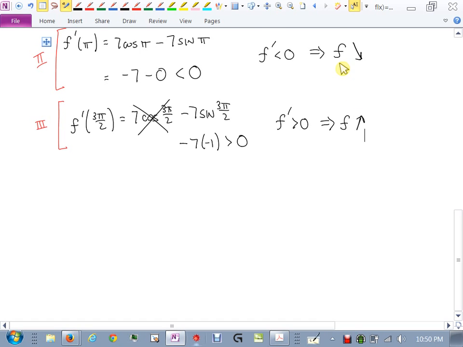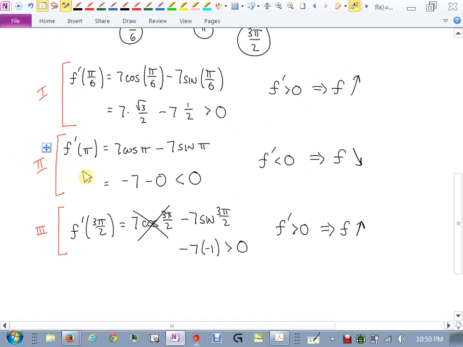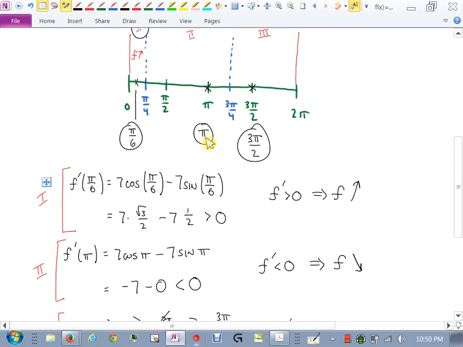Now you might be saying to yourself, do I really have to test all these points? Because it was increasing, then decreasing, then increasing. Will it always alternate back and forth? The answer is no. Sometimes it will go from increasing to increasing and then to decreasing, or it might be increasing all the time. So you must check these test points in each of the intervals.